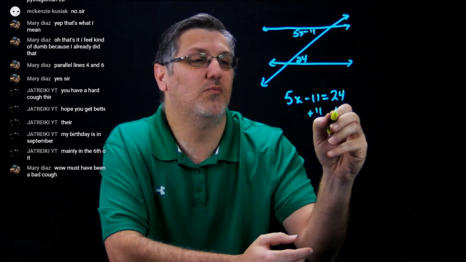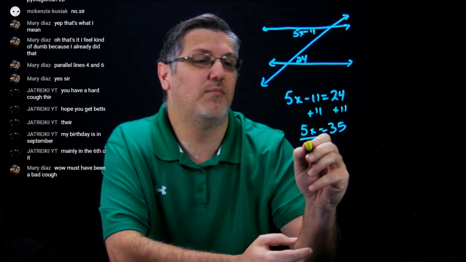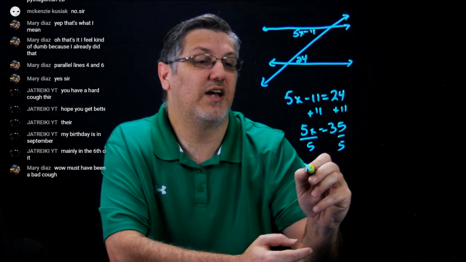We add 11 to both sides. We get 5x equals 35. Divide by 5, and x equals 7.